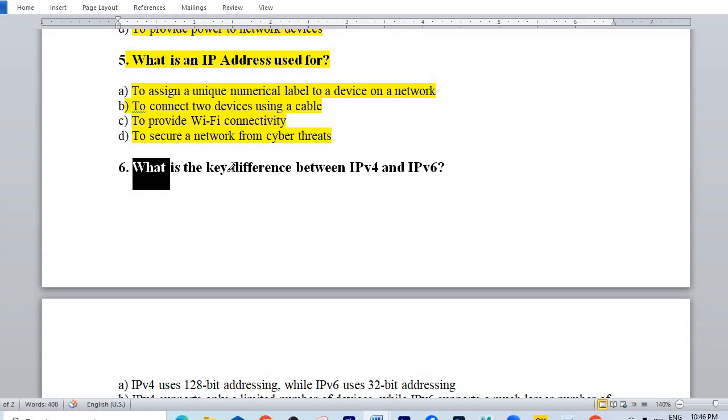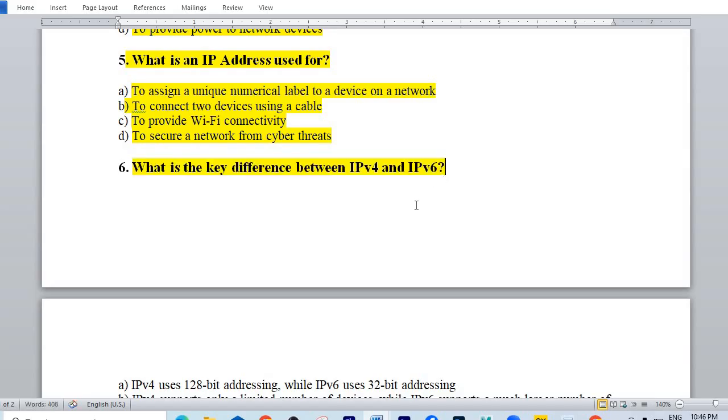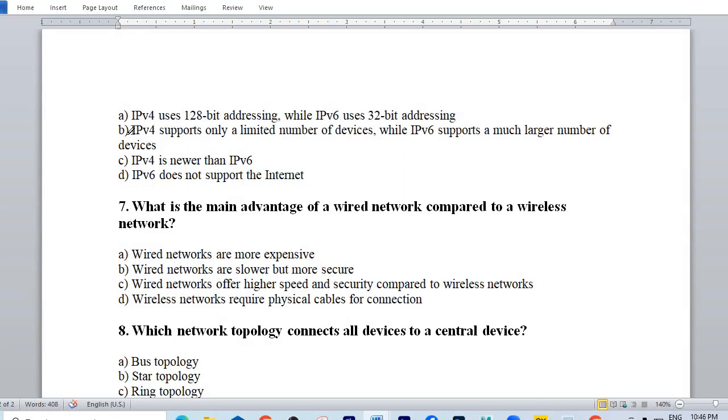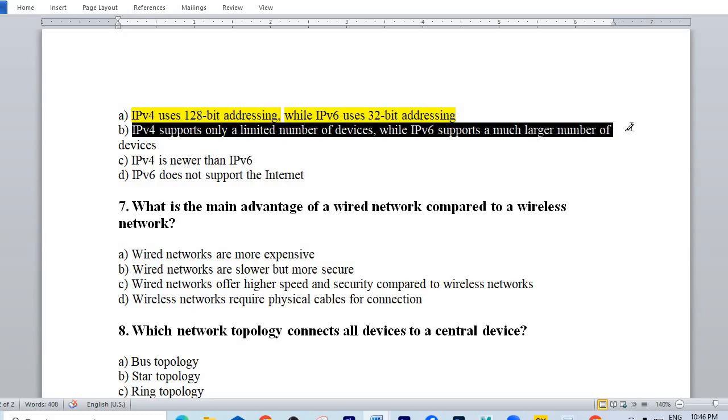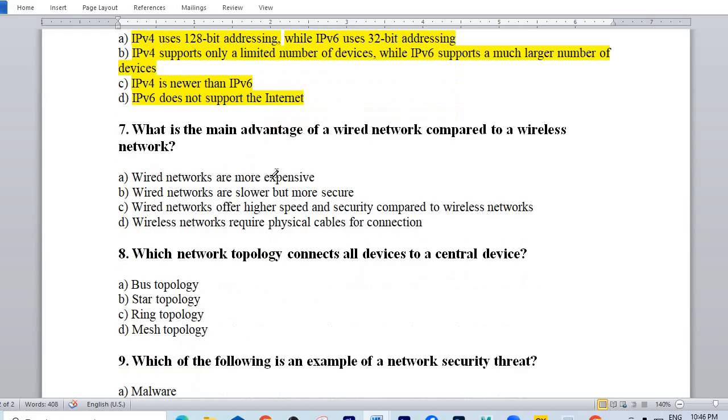Question number 6. What is the key difference between IPv4 and IPv6? A. IPv4 uses 128-bit addressing while IPv6 uses 32-bit addressing. B. IPv4 supports only a limited number of devices while IPv6 supports a much larger number of devices. C. IPv4 is newer than IPv6. D. IPv6 does not support the internet.